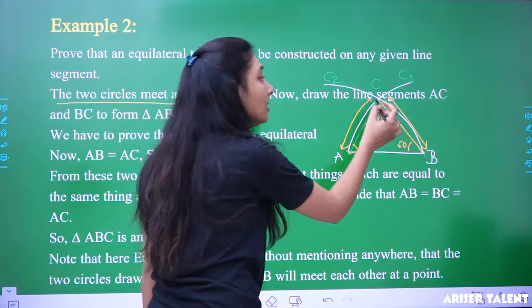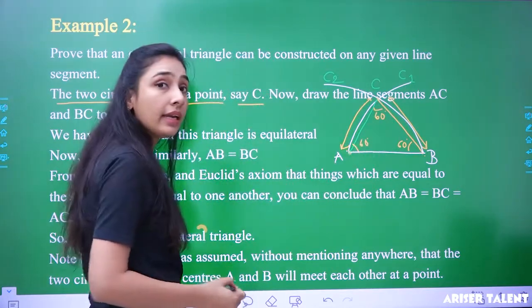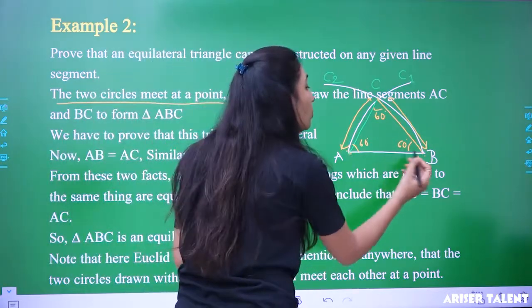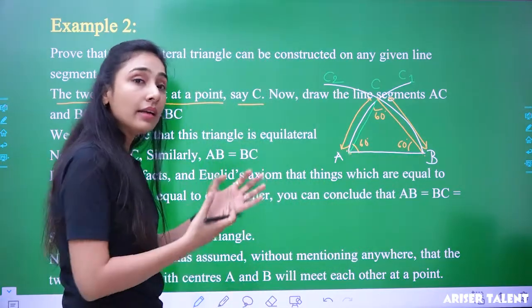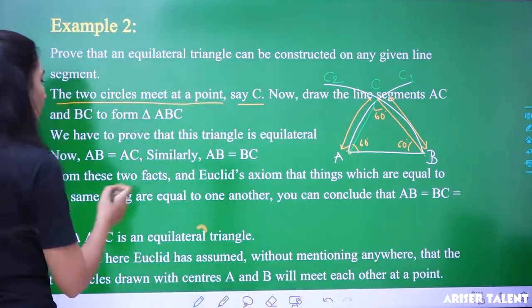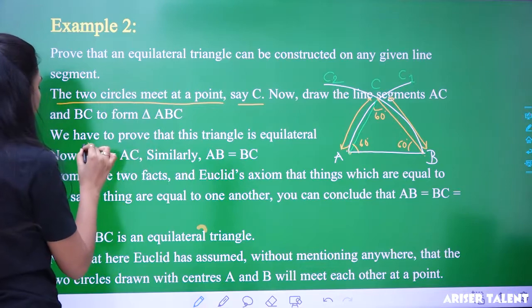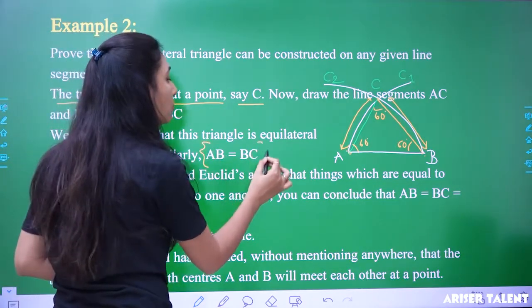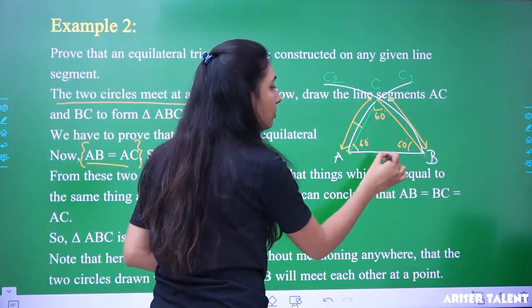At this point C, the distance from the point A is equal to the distance from the point B, and these two distances are equal to AB. Why? Because they are radii. So we have to prove that it is an equilateral triangle. Here AB is equal to AC, and again AB equals BC.